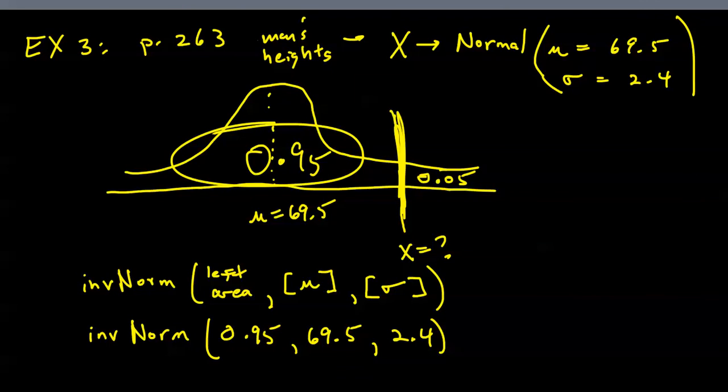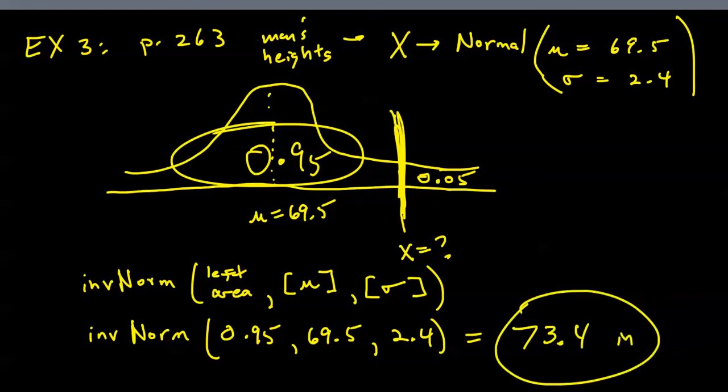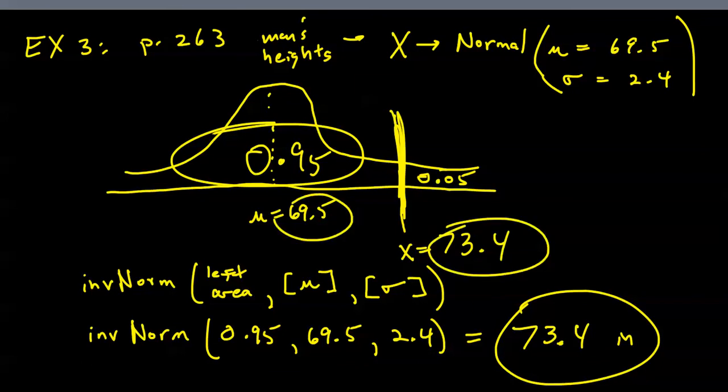Alright, so again, we'll grind out this score with the inverse normal command. I punch it out, and I get 73.4 inches. Alright, so let me check things out with our picture. Yeah, that looks about right. So you might guess that this value is going to be significantly to the right of this value, and it appears that it is.